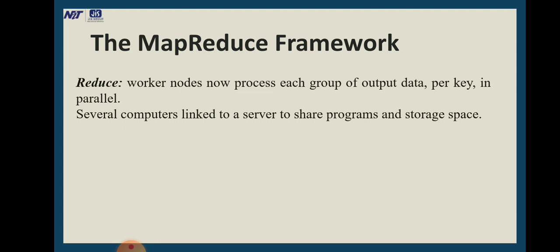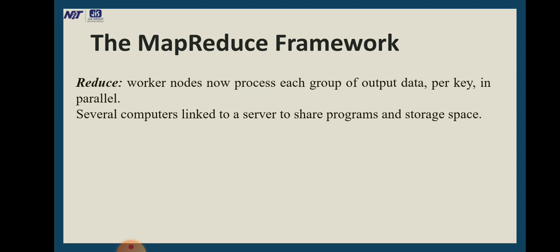In practice, this is limited by the number of independent data sources or the number of CPUs near each source. Similarly, a set of reducers can perform the reduction phase provided that all outputs of the map operation that share the same keys are presented to the same reducer at the same time, or that the reduction function is associative.